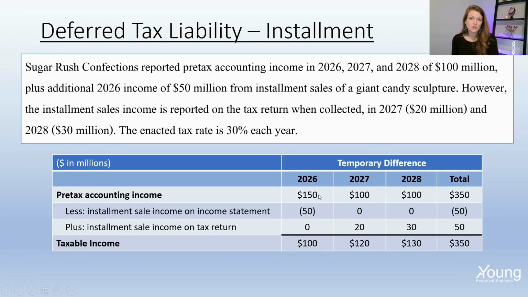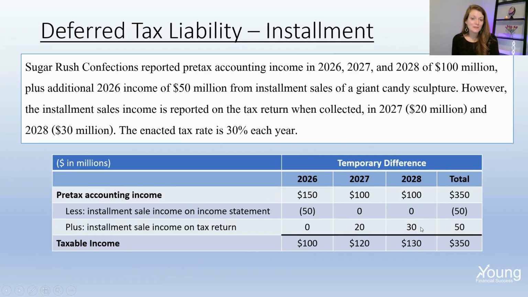So for 2026, we take our 150 of pre-tax accounting income. This is what we see on our books. We subtract out the 50 million for installments that we actually haven't received yet, and that tells us our taxable income is 100 million. Then when we jump to 2027, we say we made 100 million, but we have to add in the 20 million we got from that sale back in 2026. So their taxable income in 2027 is 120 million, which is 20 million more than they were showing on their income statement. Then in 2028, they also have 100 million and they're not showing anything for the installment.